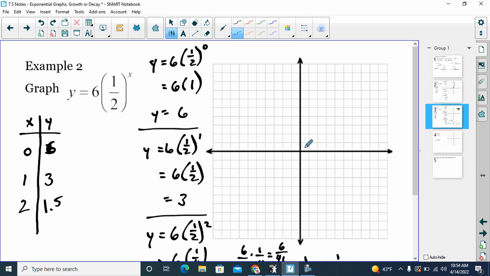On our coordinate plane, we plot those points, 0, 6. 0, 6 would be right there. 1, 3, x is 1, y is 3, and 2, 1.5, 1.5 would be right there. Again, remember exponential functions, they should not go past the x-axis, they shouldn't come down here at all. So it's going to look something like that guy there.